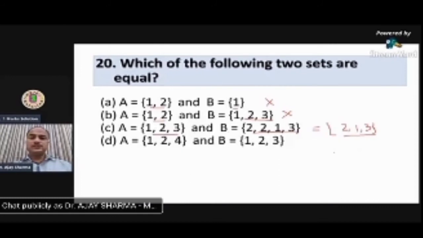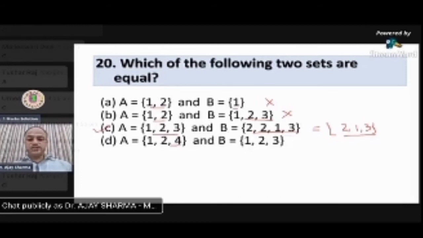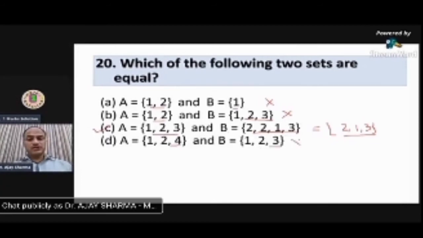Elements को किसी भी order में लिख सकते हैं. Order is not important, but elements are important. Elements same होना चाहिए and the same number of elements होने चाहिए. So this is the correct option. In D we can see 4 is there, here 3, so obviously this is not the option.